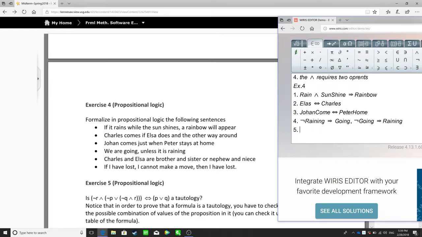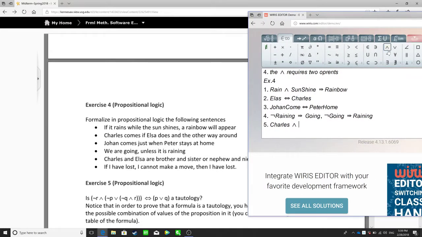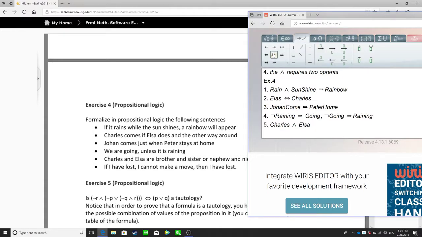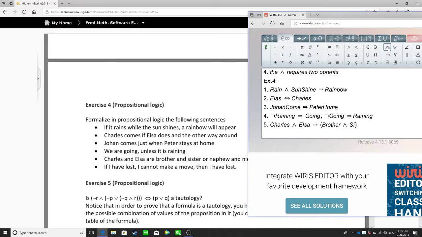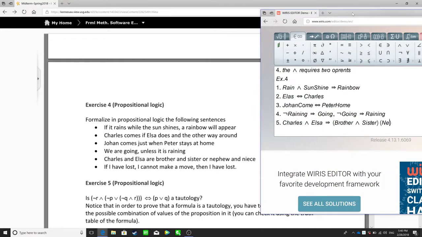Number 5. Charles and Elsa, a brother and sister, or nephew and niece. This is interesting. So this is Charles and Elsa, which implies the brother and sisters, or this, nephew and niece. Brother, sister, nephew, and niece.